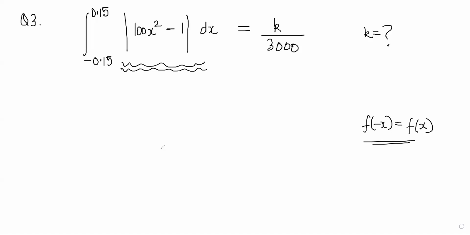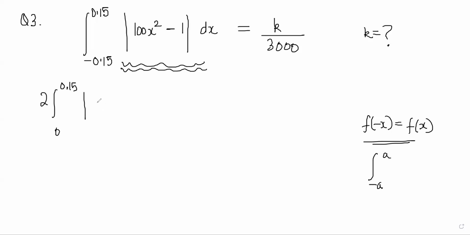In this function, correct? Yes, sir. Since it is an even function and the limits are minus a to a, what can we do as a first step? We can change the limits to 0 to a, and multiply by 2. You can do this first.